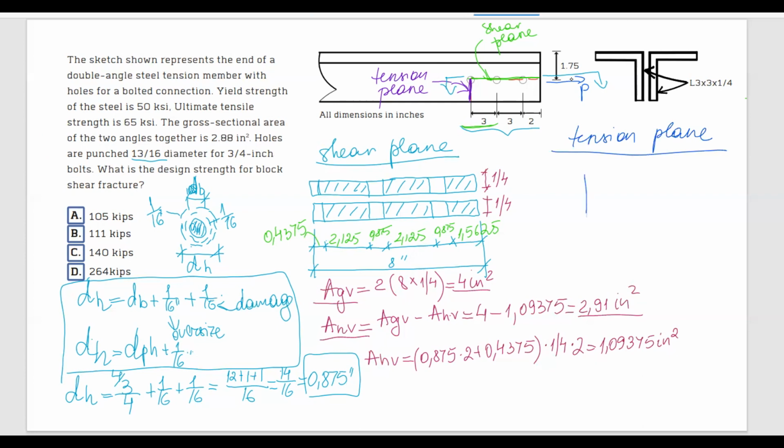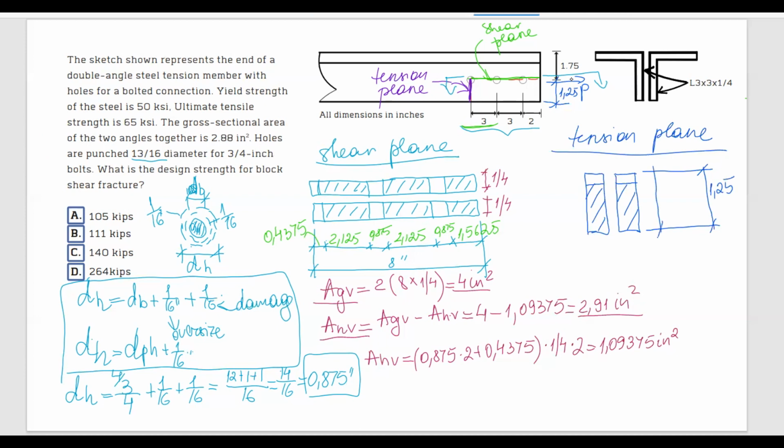And the tension plane is going to look something like this. This is the tension plane. And we're going to have two of those because we have two angles. And I will have half of the diameter here. And now this dimension here, since the angle is a 3x3 angle, this is 1.25. So the total length is 1.25.